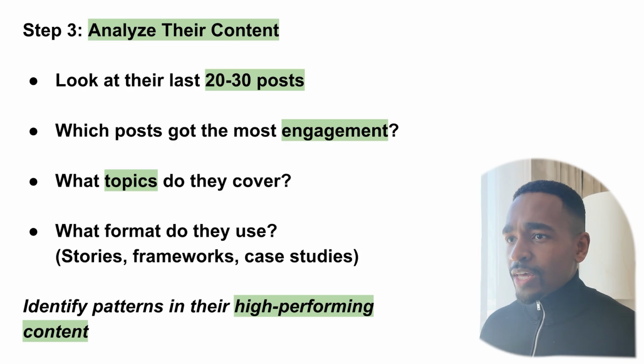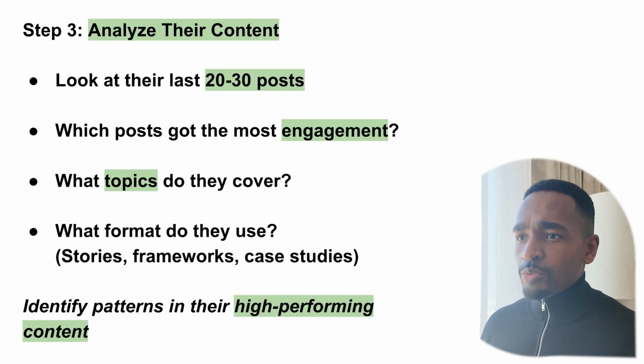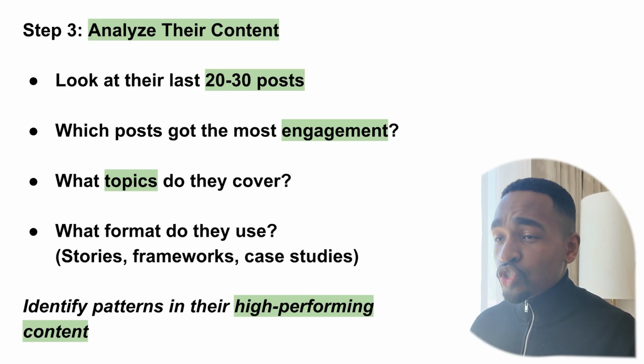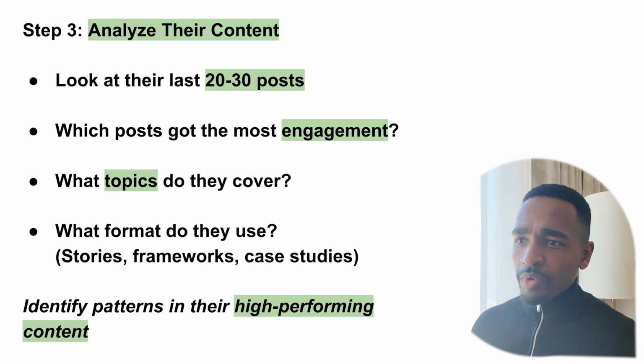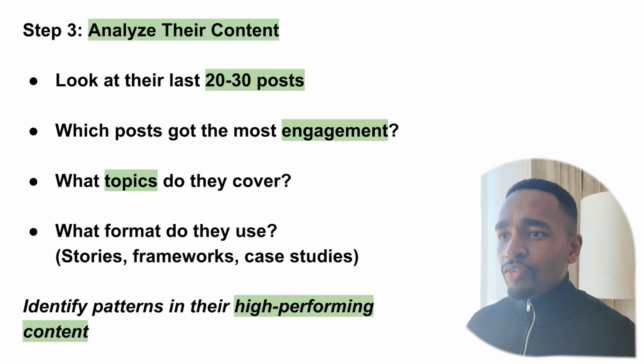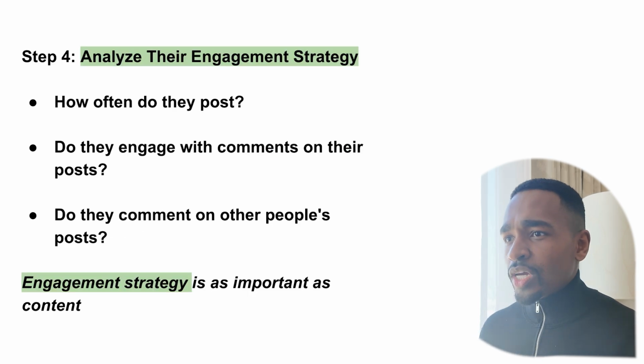Now, then the third step is to analyze that content. So go to their profile, look at the last 20 to 30 posts. Which posts got the most engagement, the most likes, the most comments, the most shares? What topics did they cover and what problems did they address? Think about the format that they used. Was it stories, frameworks, case studies, lists? And then look out for patterns. Are their high performing posts all problem focused? Are they all framework driven? Are they all short and punchy or long and detailed? So take notes, because this is gold. You're seeing exactly what resonates with your shared audience.